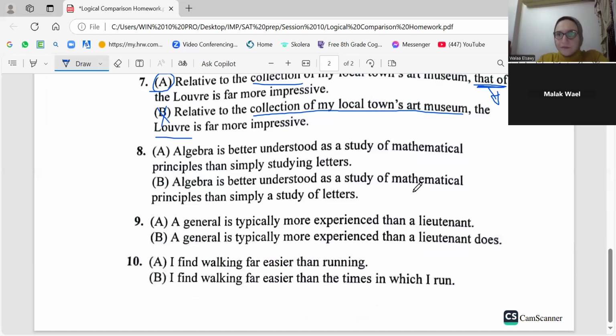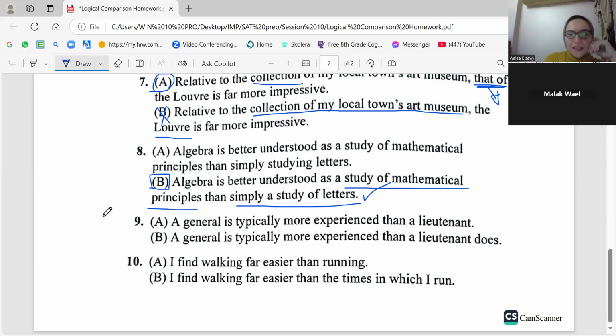Okay, number 8. Number 8 is B. Algebra is better understood as a study of mathematical principles than simply a study of letters. So here you're comparing a study of mathematical principles to a study of letters. Okay, so what about A? Why is it a faulty comparison? We're comparing the study of mathematical principles with the study of letters. There it's comparing the study of mathematical principles and studying letters in general. So here, better understood as the study of mathematical principles than simply the study of. Okay, so here I think we should repeat the word study.